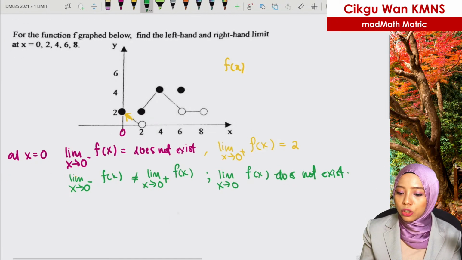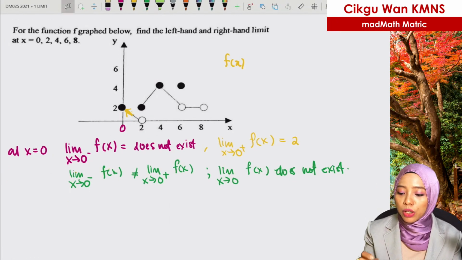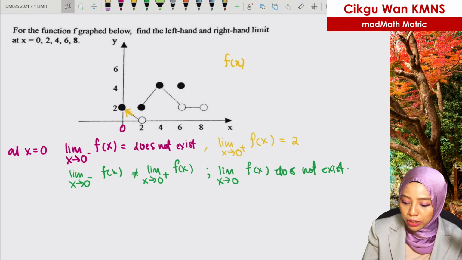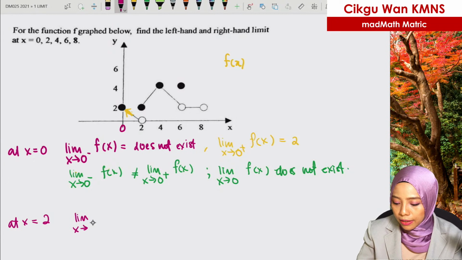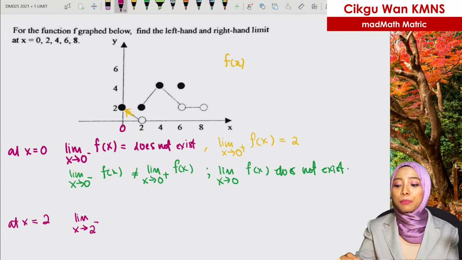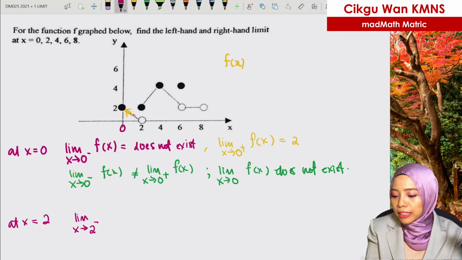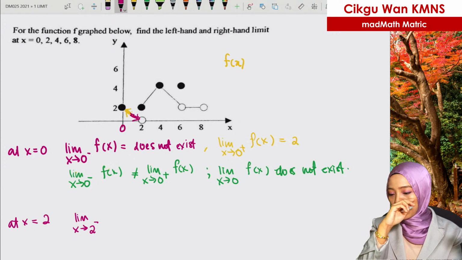Okay, to deepen your understanding, we are going to look at all the values. We have 2, 4, 6 and 8. Okay, so you don't worry. So now we are looking at x equals 2. Okay, let's do limit x approaching 2 from the left. Can you see this? I am making dots here. Limit x approaching 2 from the left.